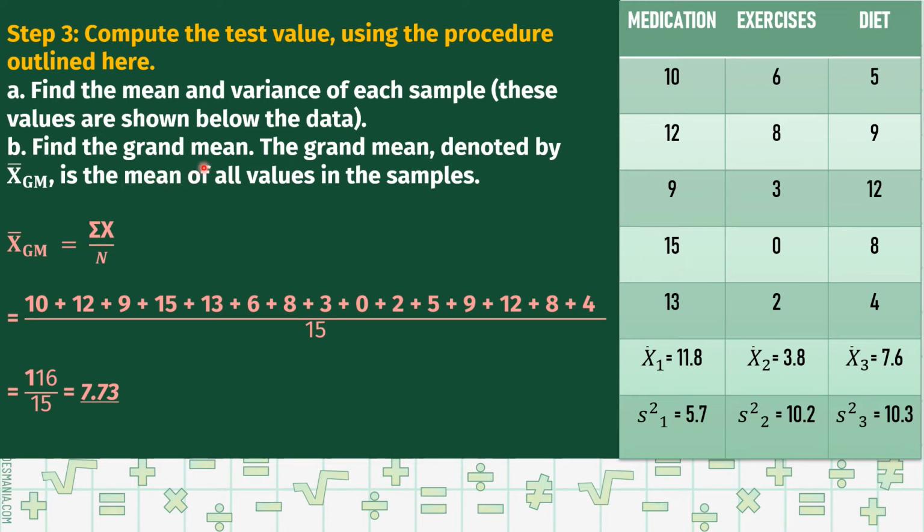For letter B, find the grand mean. The grand mean, denoted by x bar sub GM, is the mean of all values in the samples. So the formula in getting the grand mean is the summation of x over n. So 10 plus 12 plus 9 plus 15 plus 13 plus 6 plus 8 plus 3 plus 0 plus 2 plus 5 plus 9 plus 12 plus 8 plus 4 divided by 15. So the sum of these values is 116, then divided by 15, which will be equal to 7.73. So this is our grand mean.